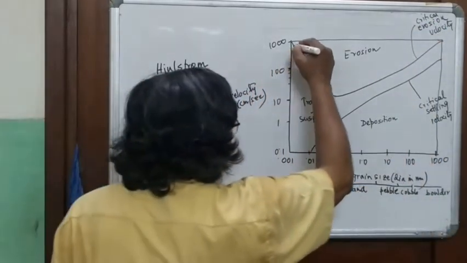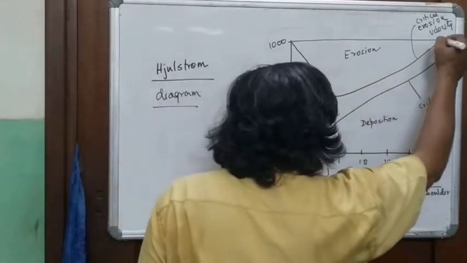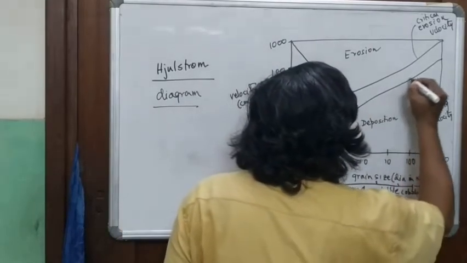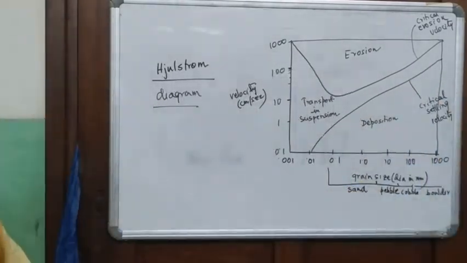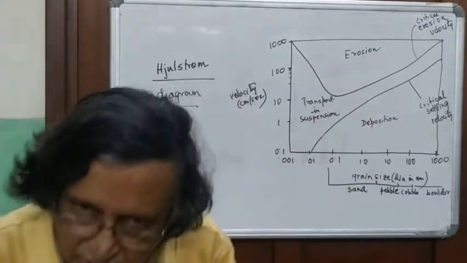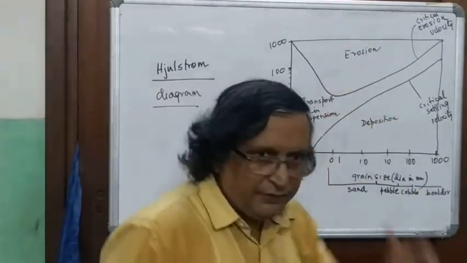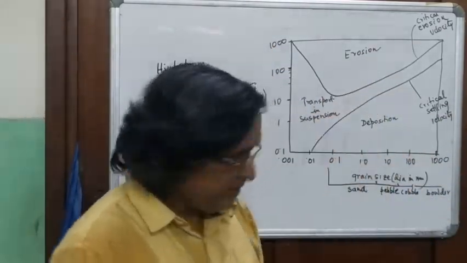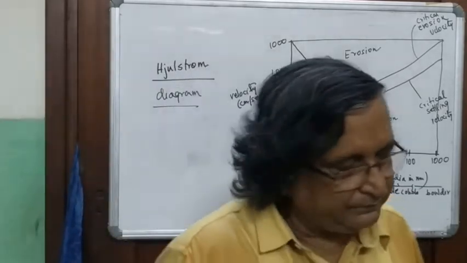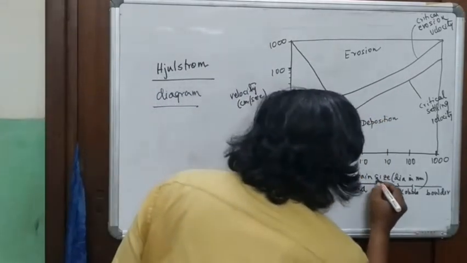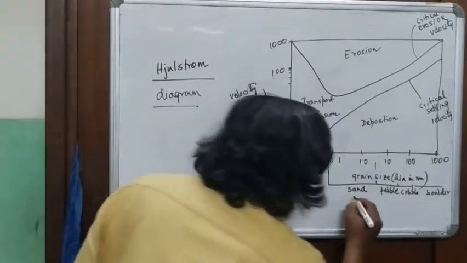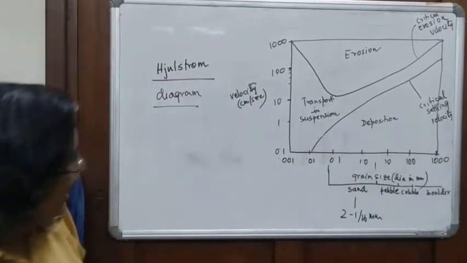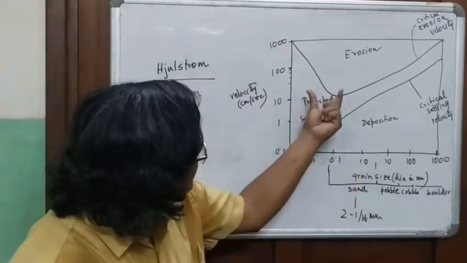So above this zone, you have erosion. Below this curve, you have deposition of sediments. Above this curve, you have erosion of sediments. And this is the broad zone where sediments are transported in suspension. And this is the size range. An important point here is that sand is 2 to 1/16 millimeter in diameter. So this is the sand size, and this is the erosion size.